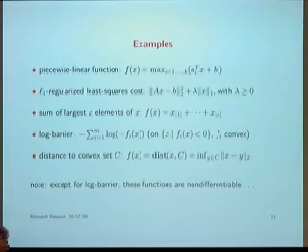Here's one. The sum of, for example, the 7 largest elements of a vector. So it's a complicated function, but it's convex. So no one's saying anything. So maybe we should. Am I going too fast? Too slow? Too slow. Okay?